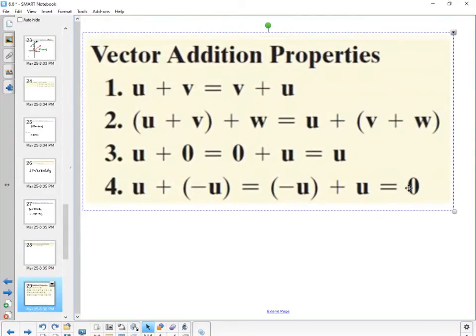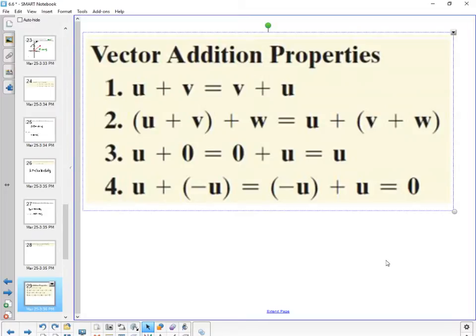Going back to what Ernie was talking about, look at these properties for vectors. U plus V is the same thing as V plus U. What do we call that? The commutative property. U plus V plus W is the same thing as U plus the sum of V plus W. What is that called?